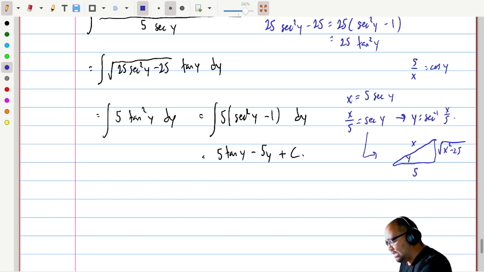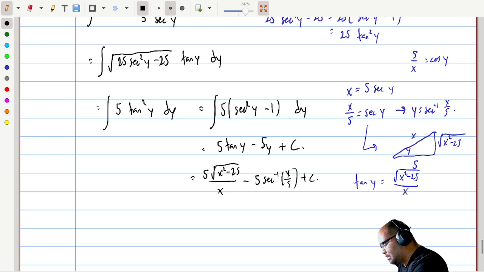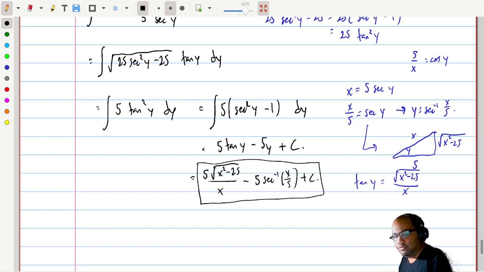So the tangent of y is square root x squared minus 25 over x. And now I just replace, and I'm done. We get square root x squared minus 25, minus 5 arcsecant of x over 5, plus a constant. Probably many different ways to write this, but this one works out.